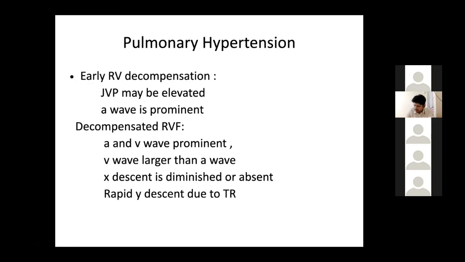You should always remember JVP may be elevated. A wave is always prominent, but if you have atrial fibrillation, A wave is absent. If a PAH patient develops severe TR, you get prominent V waves or CV waves and rapid Y descent. This is the thing I don't want to tell again and again, but you should always know.